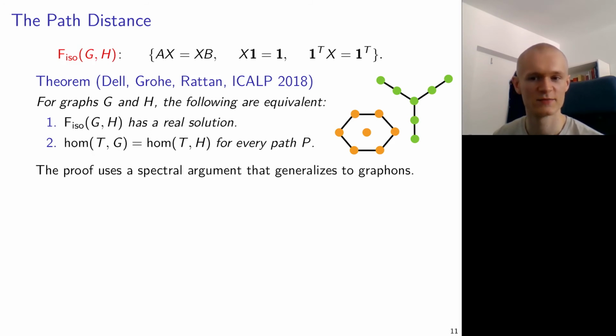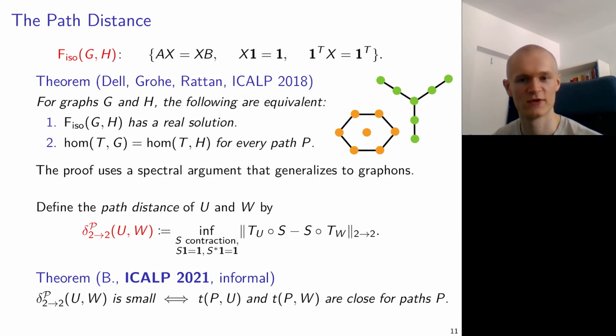And the argument is basically a spectral argument, because you can express these path homomorphism numbers by operator powers, and this argument basically directly generalizes to graphons. You can find all the details in the paper, and using this generalization you can define the path distance of two graphons. And then again you can verify that these conditions that we need for our theorem are satisfied, and you also get that the path distance is small if and only if these path homomorphism densities are close.